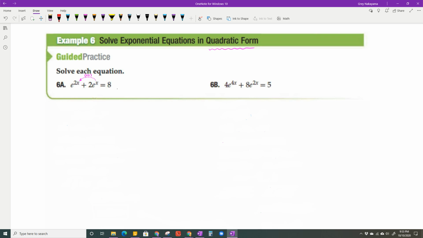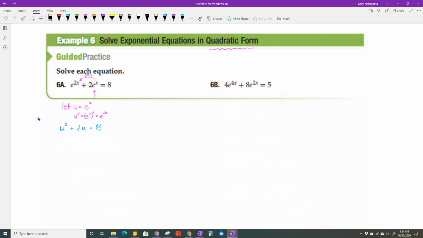So what I'm going to do is let u equal e to the x. You are basically choosing the one that you had to multiply by 2 to get to the other one. So when I square it, u squared equals e to the x squared, that simplifies to e to the 2x. So now, instead of e to the 2x, I can write u squared. Instead of 2e to the x, I have 2u equals 8.